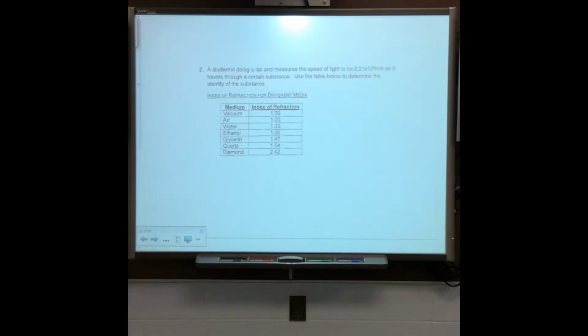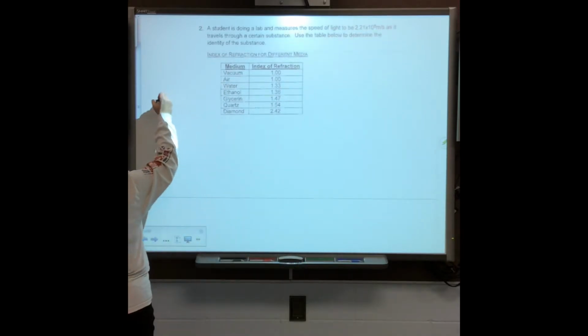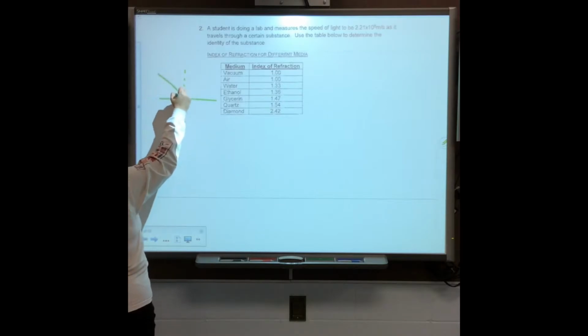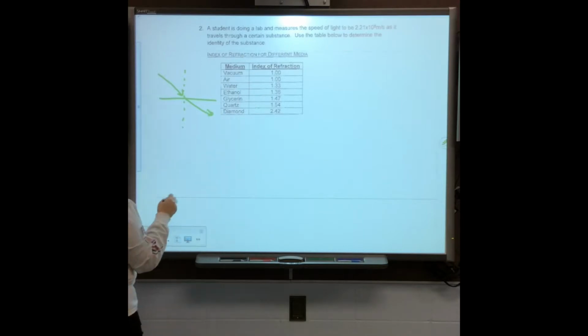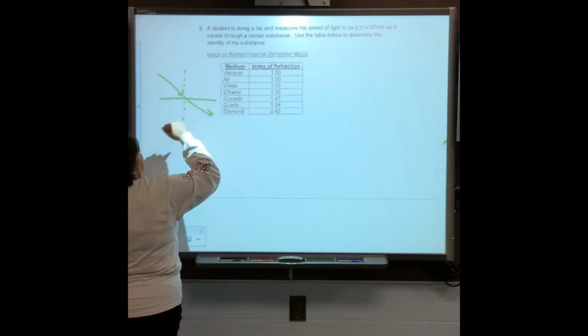A student is doing a lab and measures the speed of light to be 2.21 times 10 to the 8th meters per second as it travels through a certain substance. Use the table below to determine the identity of the substance. So this is what we're going to do. We're going to draw a diagram so that we understand what's going on. Our surface area this way and our line of normal that way. We have an angle coming in this way, and it's bending.